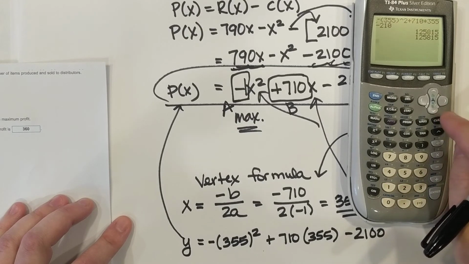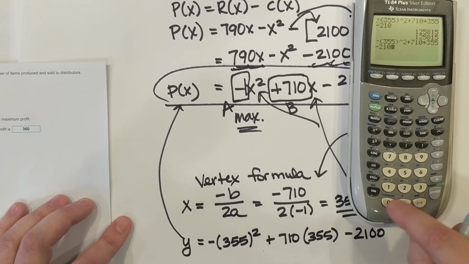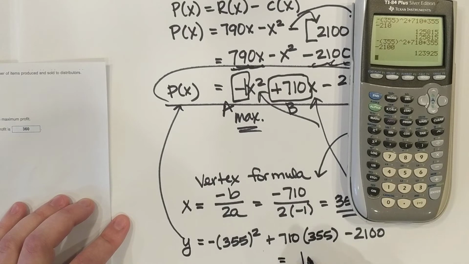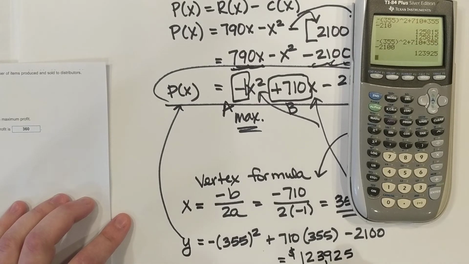Oh, I'm sorry. Let me go back. Forgot the 0. All right, so that would be 123925. So it looks like about 123,925 for the maximum profit. So I hope that helps. Go back and take a look at this. Pause the video when you need to. And good luck on that quiz.